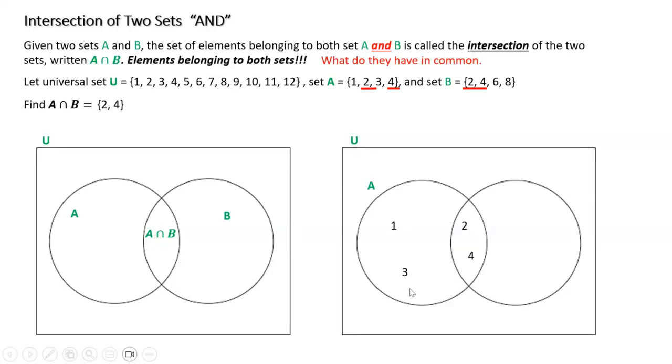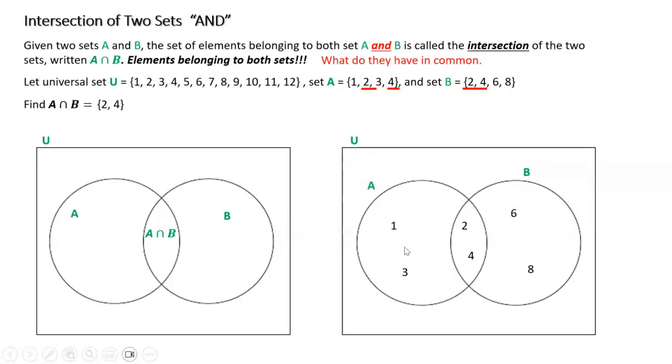So this is set A, because it has the numbers 1, 2, 3, and 4. And set B has 2, 4, 6, 8. So what's missing? We've got the 2 and the 4, so the 6 goes in there and the 8 goes in there.